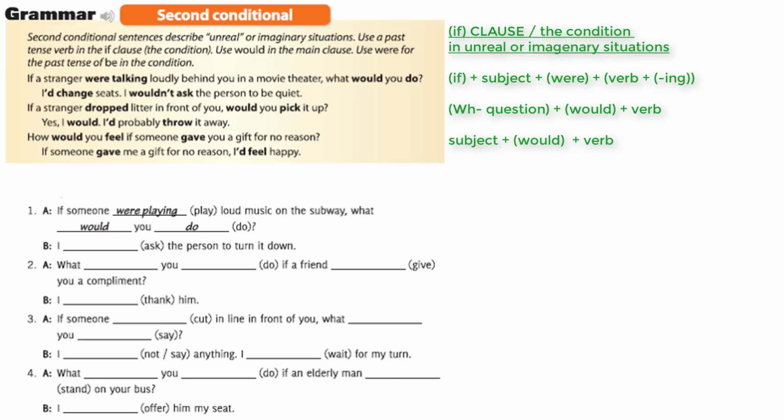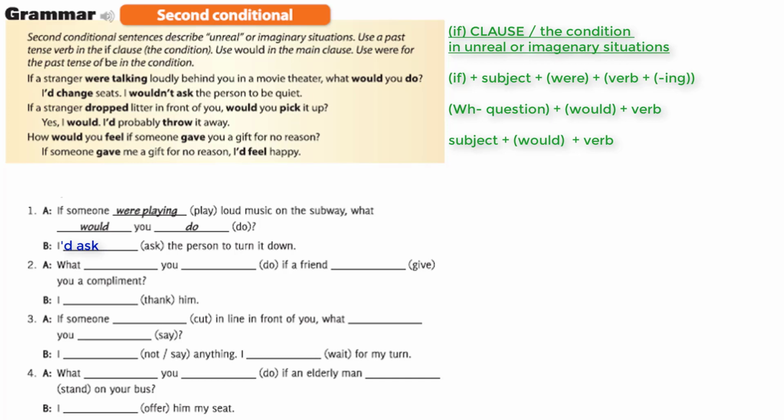Part B to number one is I would ask the person to turn it down, or I'd ask the person to turn it down. So in the question, we're using were to clarify the if clause or the second condition. And in the question in part A, we use would. We also use would in the answer that comes next. So I would ask the person to turn it down, or I'd ask the person to turn it down.